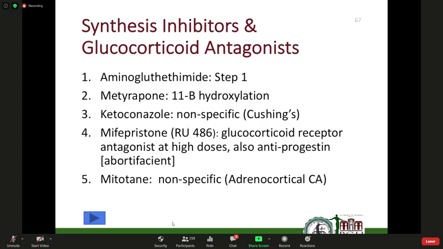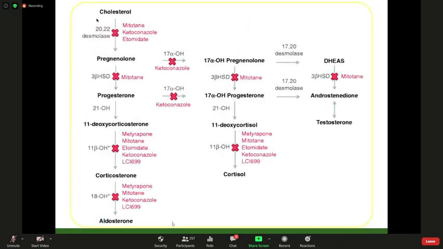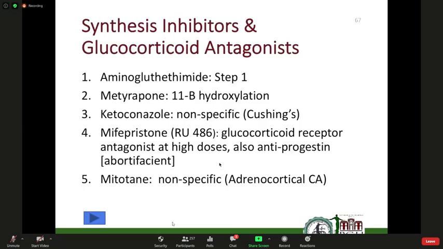Aminoglutethimide as well as etomidate inhibit step 1 here. So they're relatively specific, yung conversion of cholesterol to pregnenolone. So that's etomidate and aminoglutethimide. So madali tandaan kasi A sila eh. So A in the alphabet. So unang step siya. Okay?